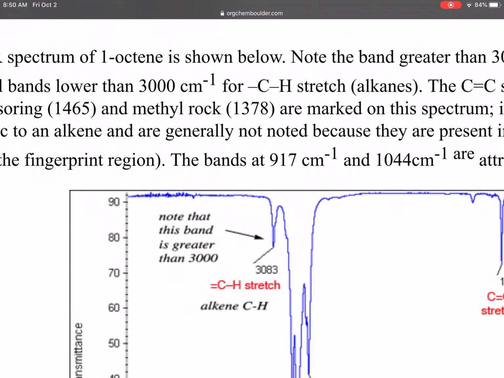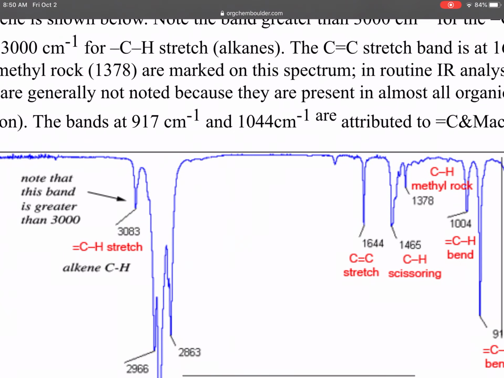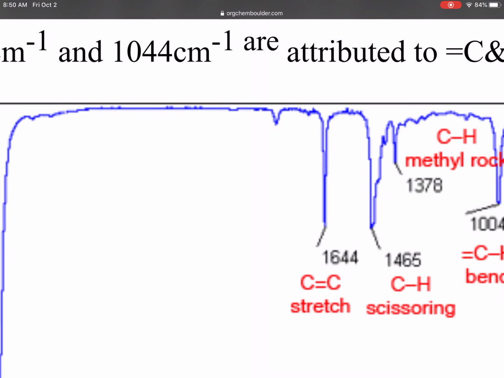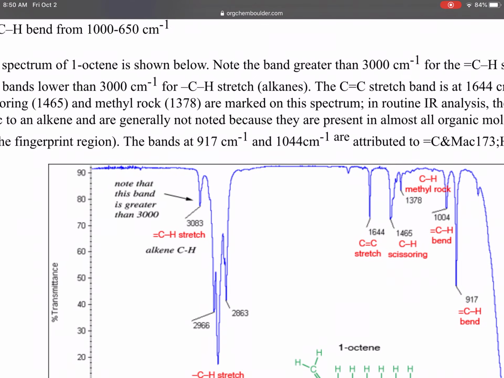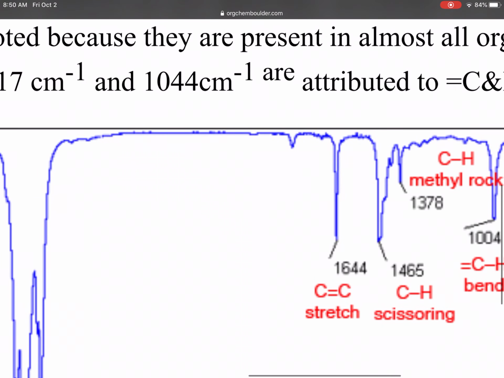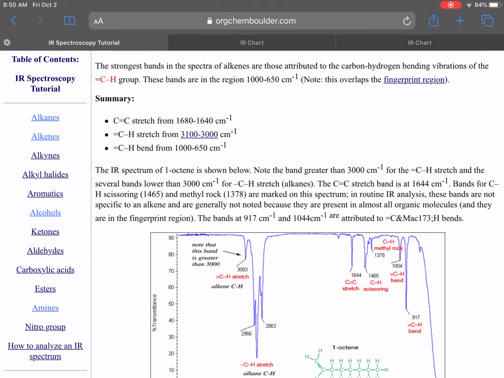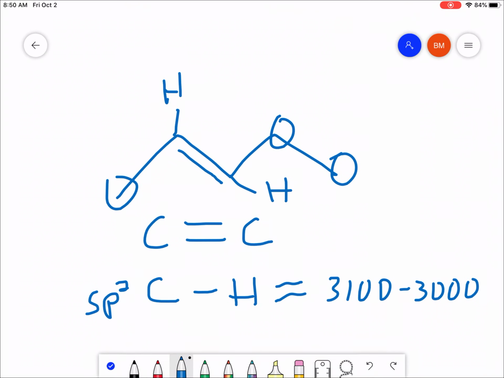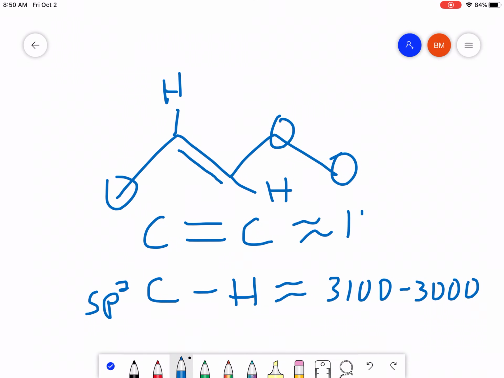Usually it's fairly weak. Also, we have the carbon-carbon double bond stretch here, right? And you can see it appear again as a weak to moderate peak. It can vary a little bit. This one's at 1644, very sharp. All right. Right there.